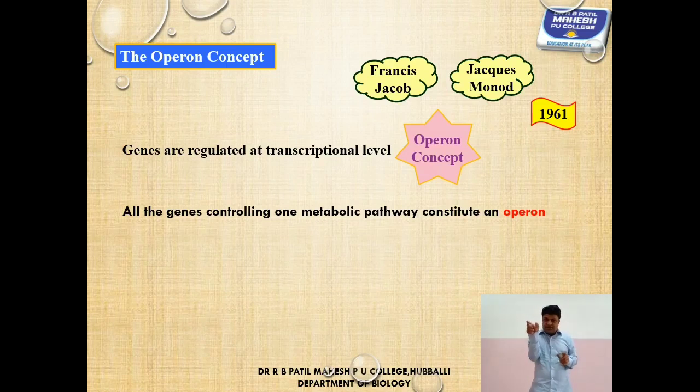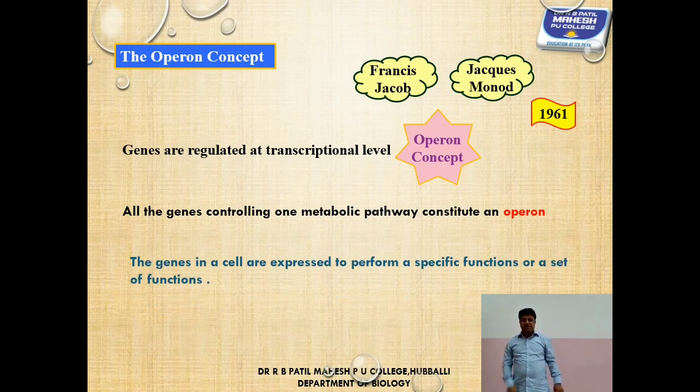The structural genes can be regulated by a set of genes, and those are called regulator genes. So structural genes along with the regulator genes together form an operon, and that operon controls one metabolic pathway. So the genes in a cell are expressed to perform specific function or set of functions. I took only one example. If maltose is present, in order to digest maltose, what do we require? We require maltase enzyme.